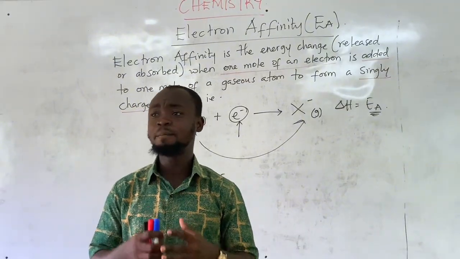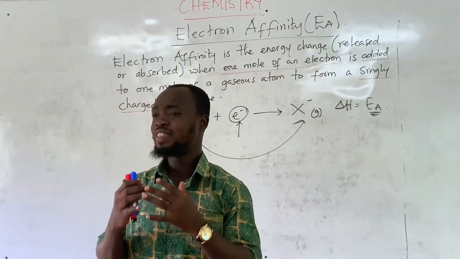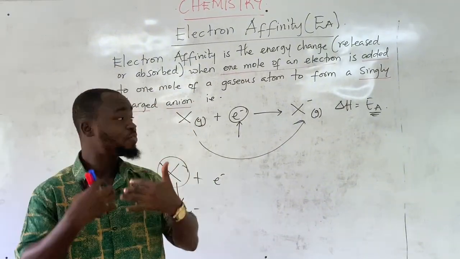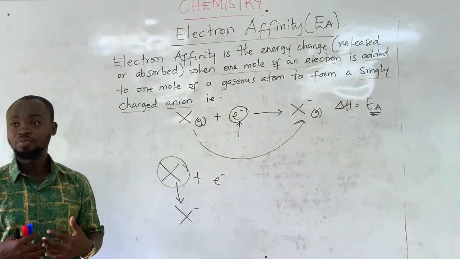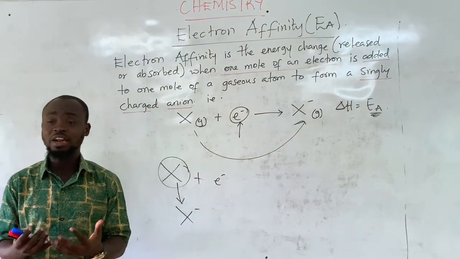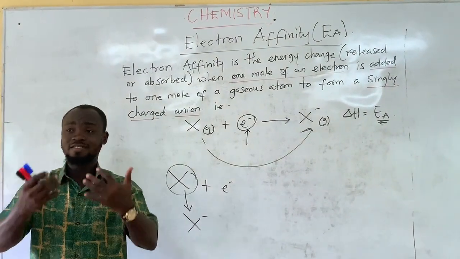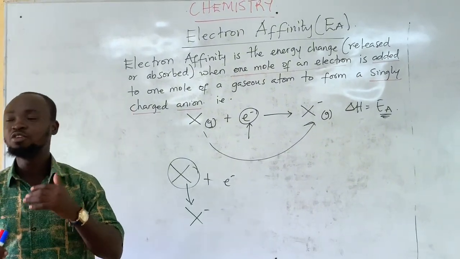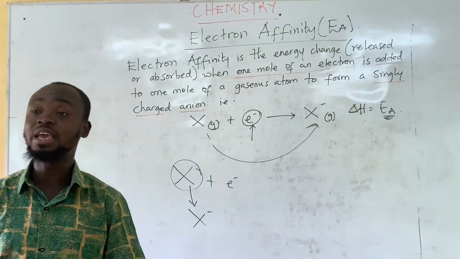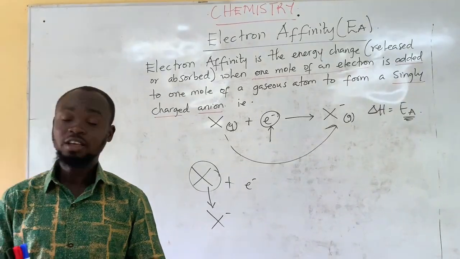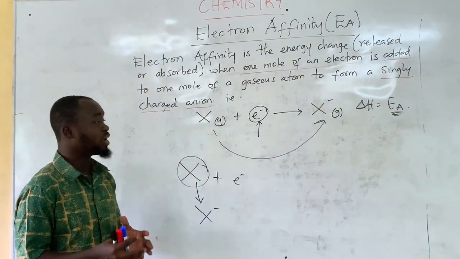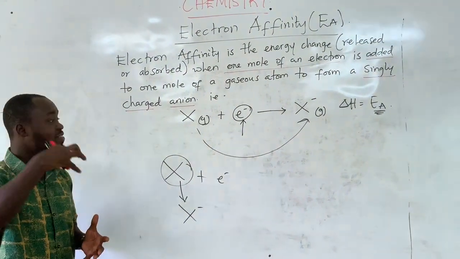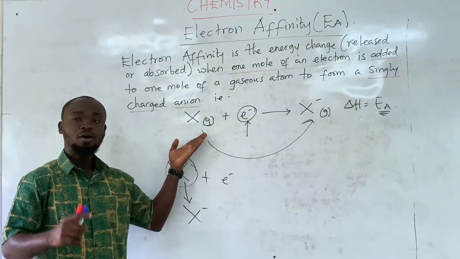Electron affinity is a measure of the ability of an atom to accept an electron. It is a measure of the ability of a neutral atom to accept an electron. Please note, it can't be a neutral atom all the time. It can also be an ion. So it is the ability of an atom or an ion to accept an electron.